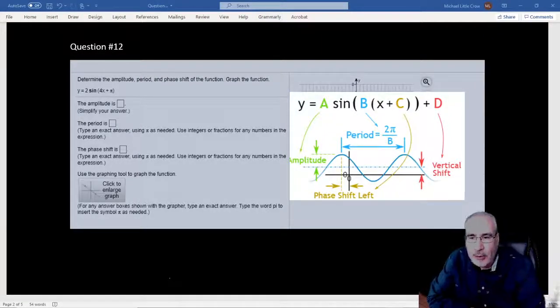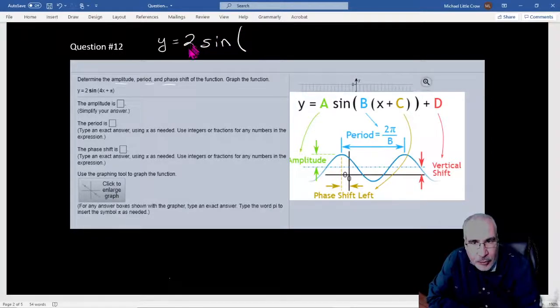Question number 12 here, asking us to do amplitude, period, and phase shift. So we do need to remember from this one the basic setup for sine. A is our amplitude, so we're going to have 2 sine. So the 2 is our amplitude. So we'll go ahead and put that part in.